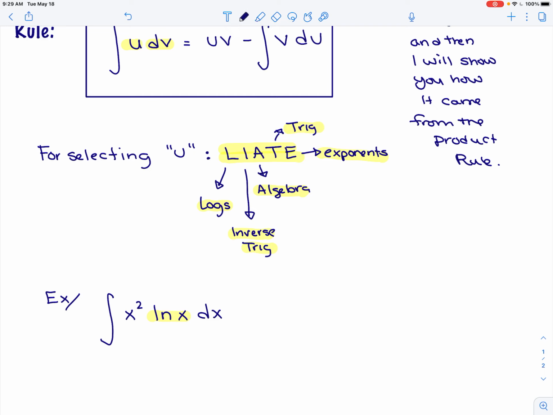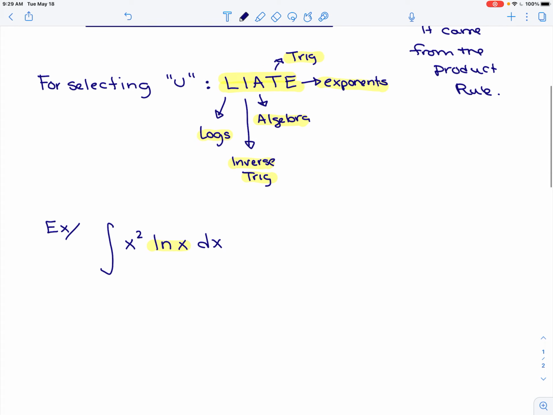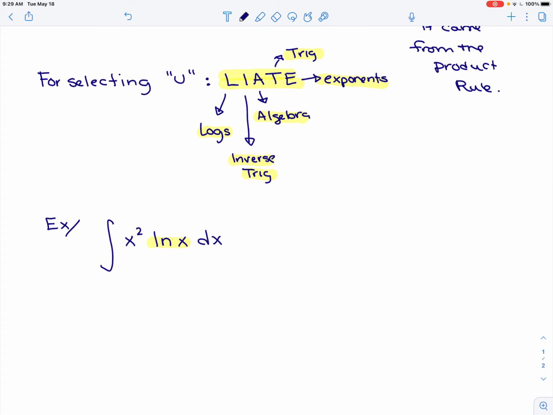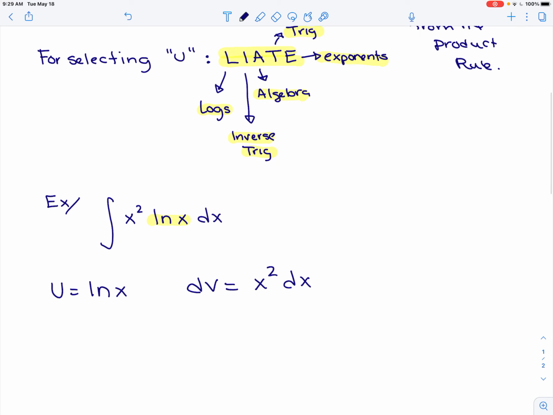This is not a substitution. This is just breaking things up into its parts. So my u is going to be ln x, and then everything else in the question is my dv. So the dv is x squared dx. Your dv should always have a dx in it.